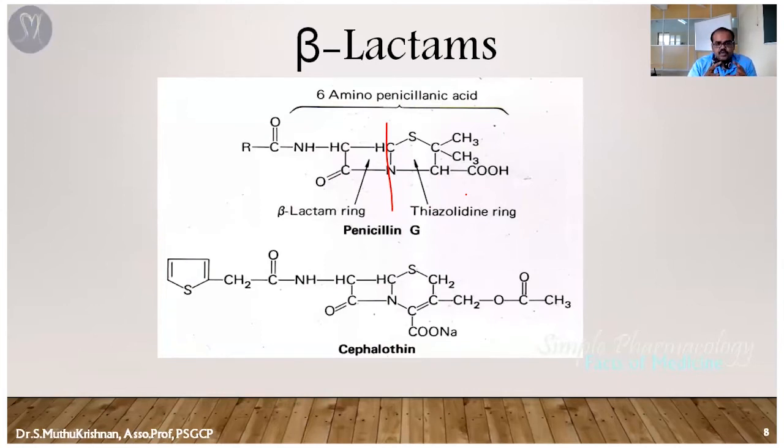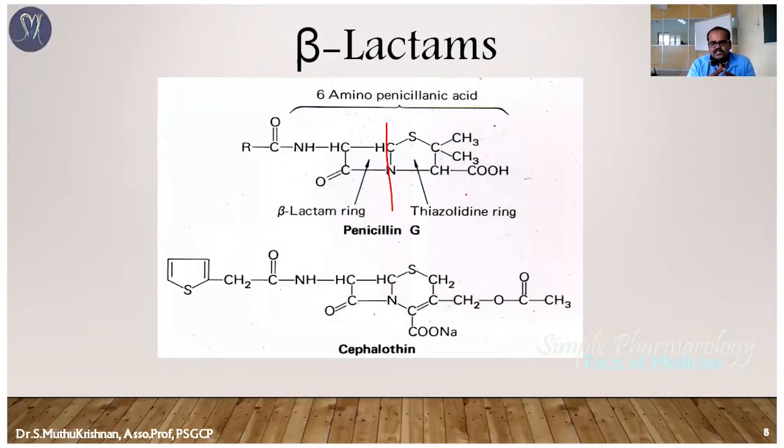If, in a resistance case, any one of the rings breaks, that means the penicillins, the beta-lactam rings, are going to lose their activity. So both rings, beta-lactam and thiazolidine, are very essential for the activity. Maybe in your medicinal chemistry you have studied this in the SAR, structure-activity relationship.